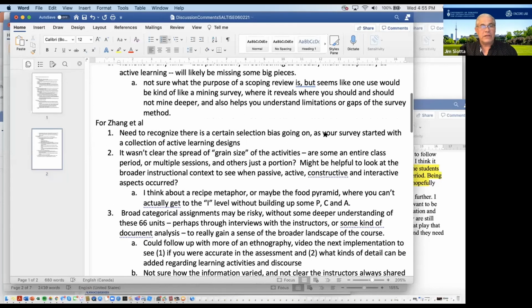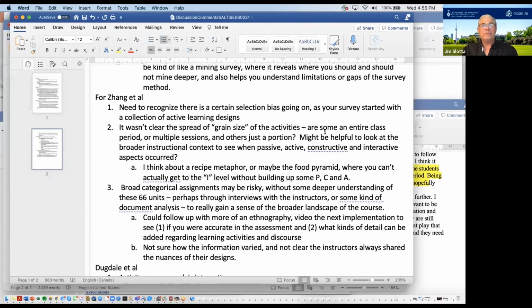And for Chao's paper and that group, I'm very interested in this project. I've followed this project. First of all, just starting to recognize that there's a kind of selection bias, that we began with these 66 designs already coming in as recognized active learning designs. But that's great, because it's sensible that you would start there and try to capture and characterize those.